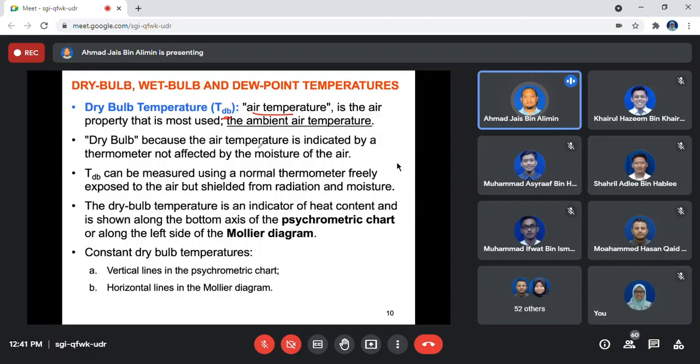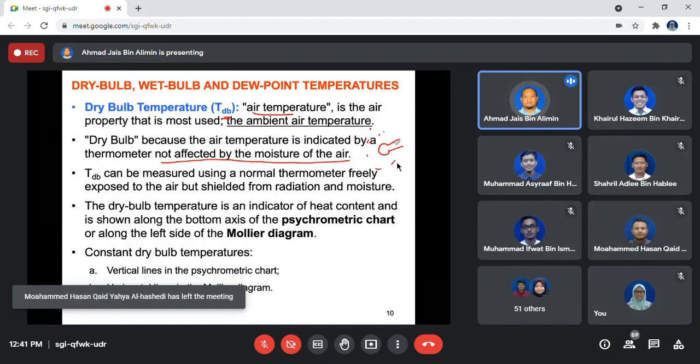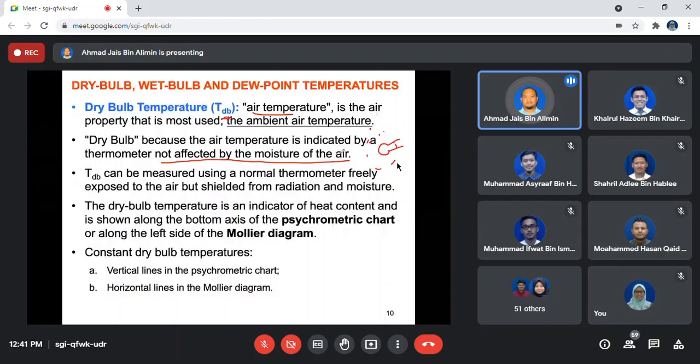Why do we call it dry? Because the air temperature indicated by the thermometer is not affected by the moisture of the air. Okay, so the thermometer is simply exposed to the surrounding, whereas for the wet bulb we have a wet medium, so the thermometer is not in contact with the surrounding air. For the dry bulb, the thermometer is freely exposed to the air but shielded from radiation and moisture. Okay, if there is no moisture on the surface of the thermometer, then we call it the dry bulb temperature.